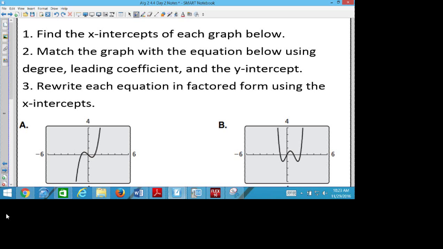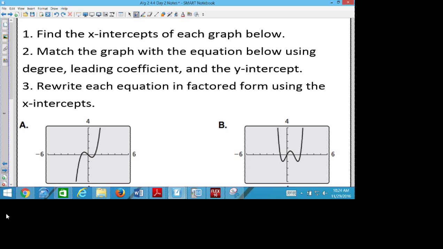The directions are at the top of the page, but I've made them bigger, and I've written numbers 1, 2, and 3, so we have something to follow. First thing I want you to do is find the x-intercepts of each graph below. So let's do graph capital A together.